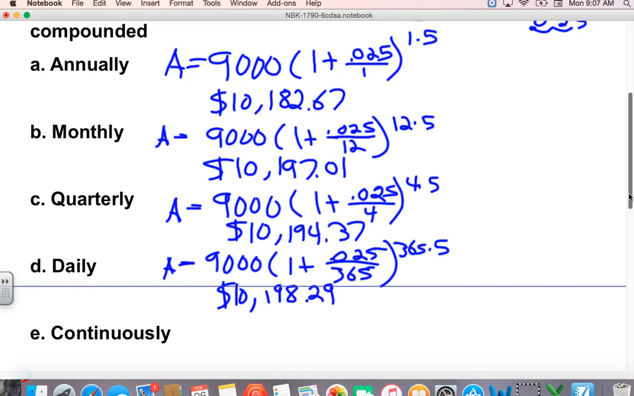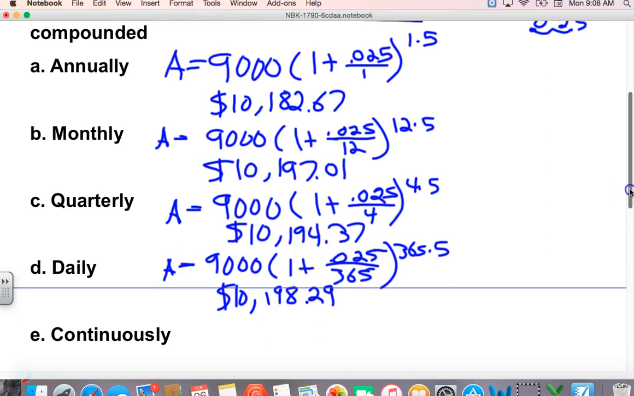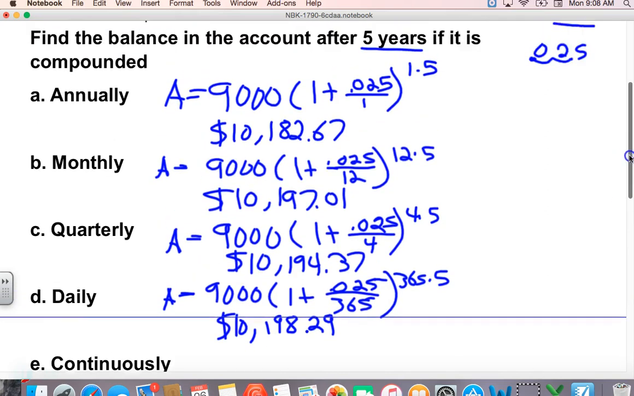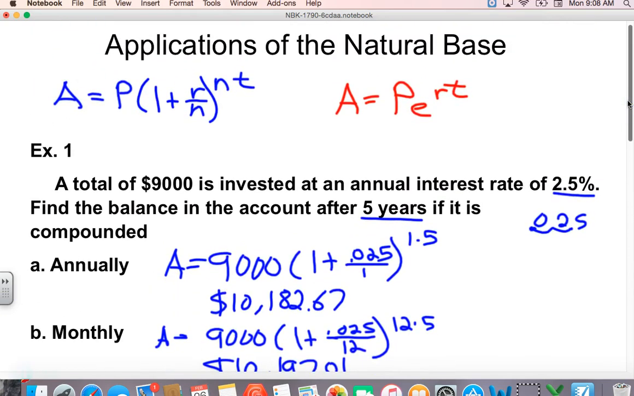Okay, now the last one, continuously. Continuously means you're doing it every second, every day. It's continuously being calculated. Now it's not really secondly, it's continuously. It's even more often than that. It's like you're calculating it down to the infinite time amount that you could possibly use. The smallest time amount you could possibly use is what you're calculating to. So now when you use continuously, we use the PERT formula.